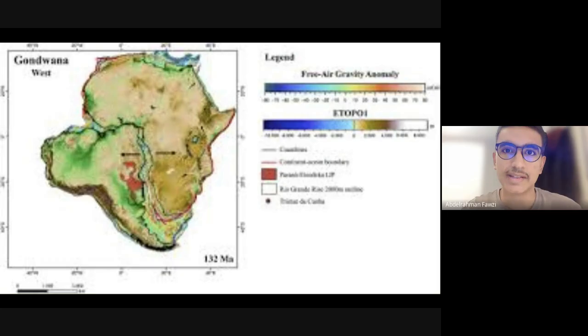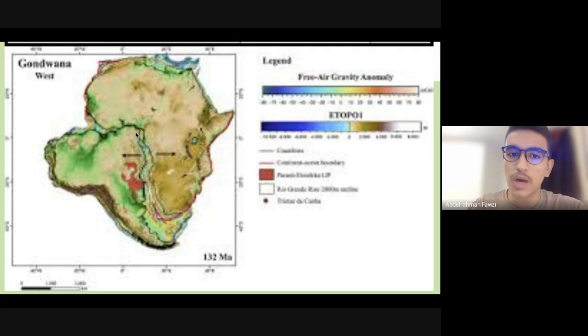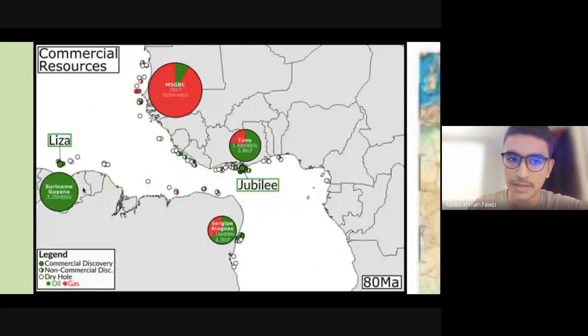It also has gas. We know also Angola, for example, Cameroon, and this region has hydrocarbons. Also, if this theory is correct, then Guyana and Suriname should also have hydrocarbons. And that actually was true, basically.